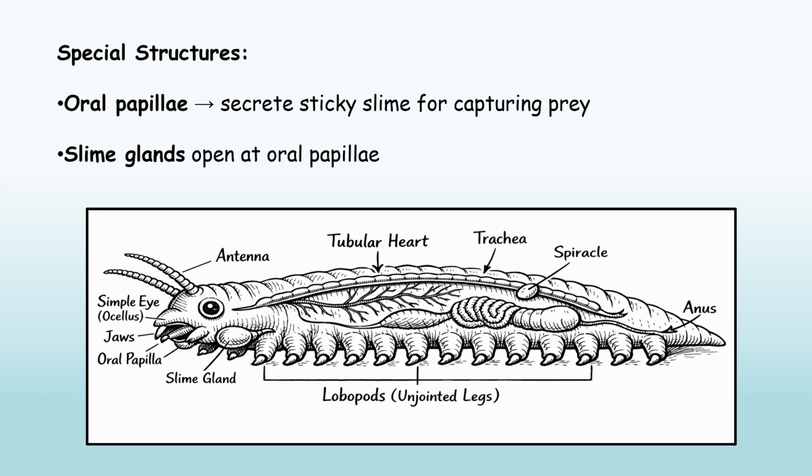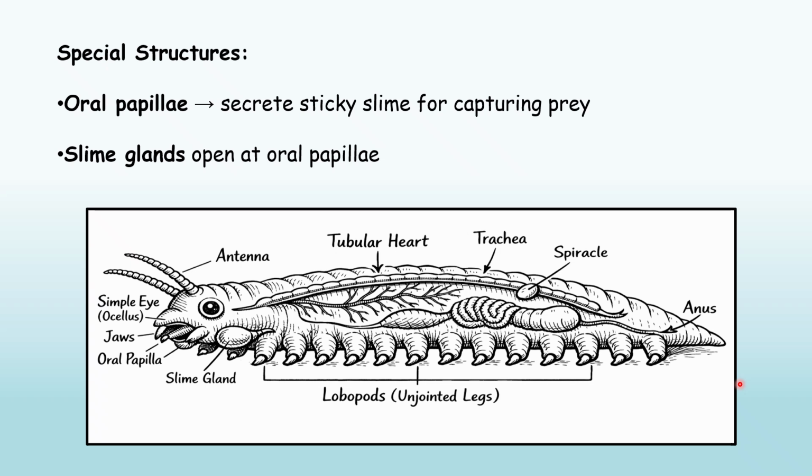Facial structures which are present externally on Peripatus, like the oral papillae. Clearly, underneath these jaws, we can observe very long finger-like projections coming outside here. Those are oral papillae. A pair of oral papillae are present. The main function of these oral papillae is that they secrete a sticky, slimy solution, which helps in capturing the prey.